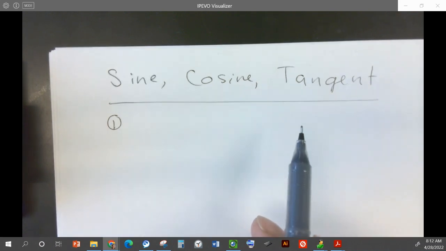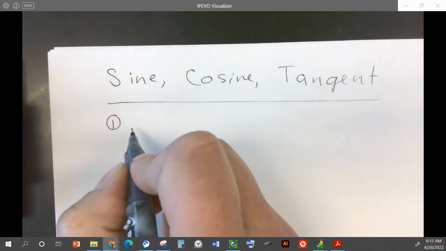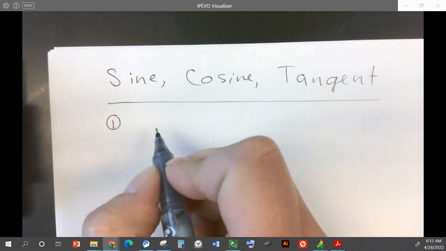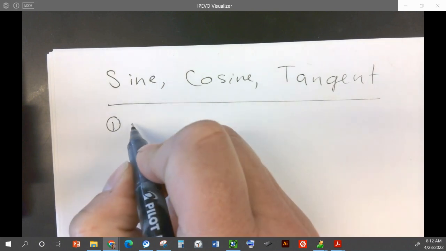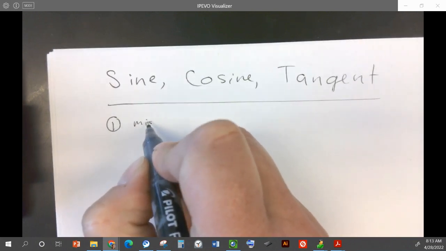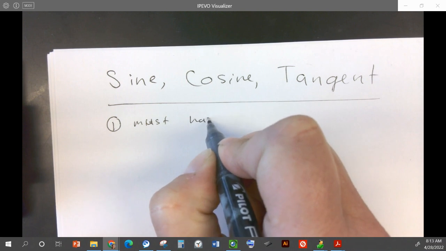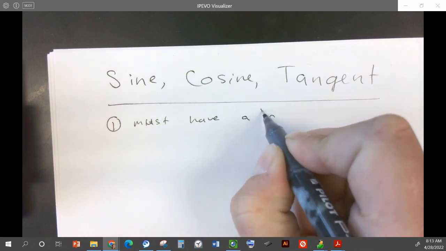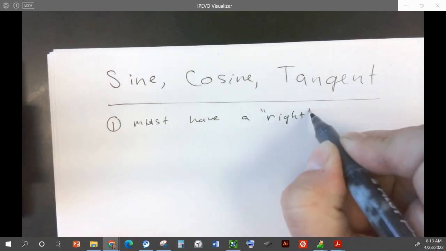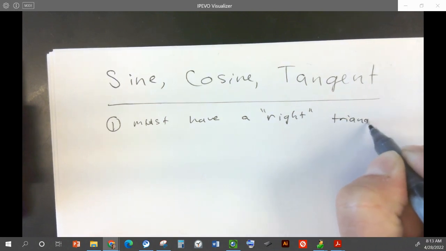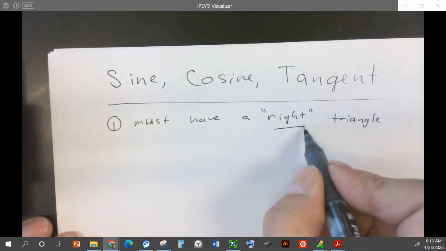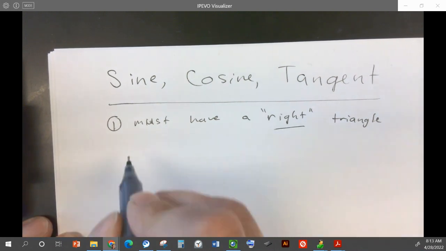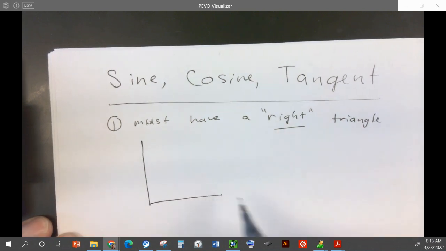The first thing that we have to know is that sine, cosine, and tangent are relationships in a triangle, but we have to have a right triangle for the relationships that we're going to talk about. So we must have a right triangle. How many of you remember what a right triangle is? What does that mean? One with a 90-degree corner. Perfect. It has a 90-degree corner.